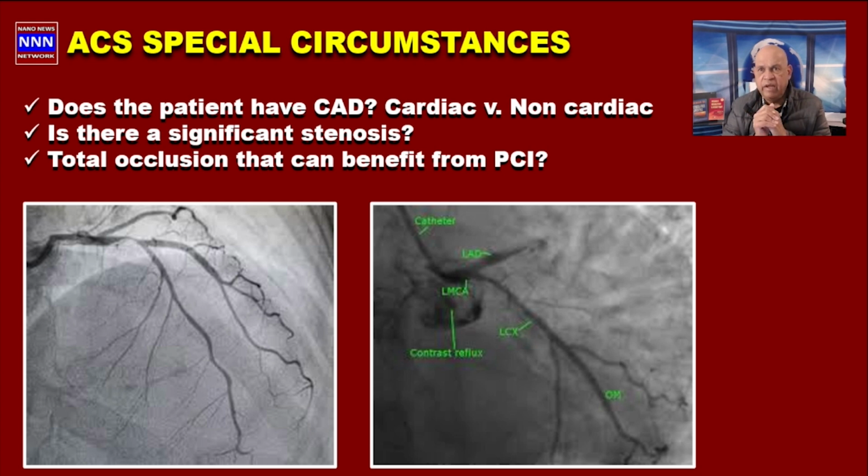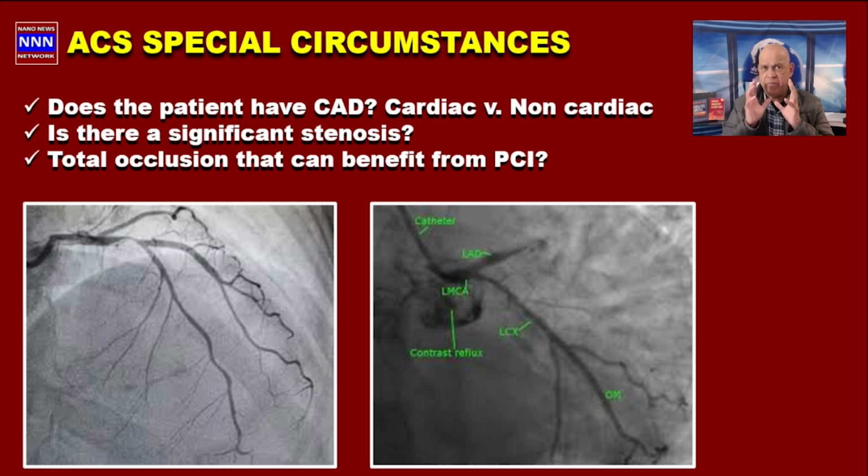If this patient has coronary artery disease, does this patient have a significant coronary artery stenosis that is accounting for the chest pain presentation? Or does this patient have a total occlusion of an artery causing an acute myocardial infarction? Is the patient hemodynamically stable?